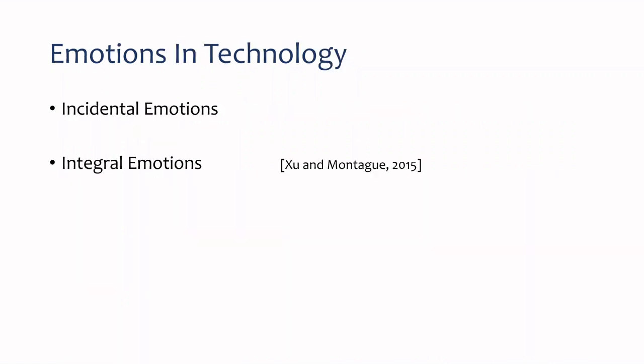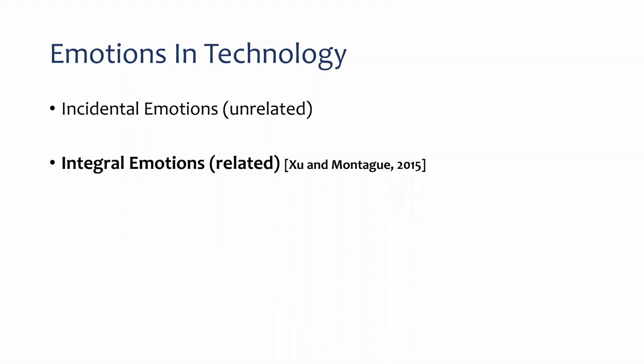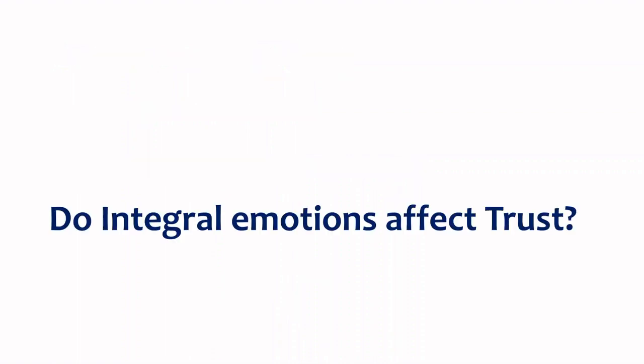Prior work has identified two types of emotions that influence people's behavior in technology use. They are incidental emotions and integral emotions. Incidental emotions refer to an emotional state that influences users' decision making in a task, although the source of the emotion is unrelated. In contrast, integral emotions are the emotions that generate and evolve while performing a task. In the current study, we focus on integral emotions. Motivated by the interpersonal trust literature, we pose our central research question: do integral emotions affect trust?